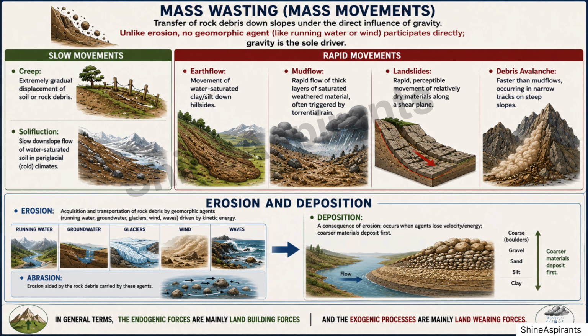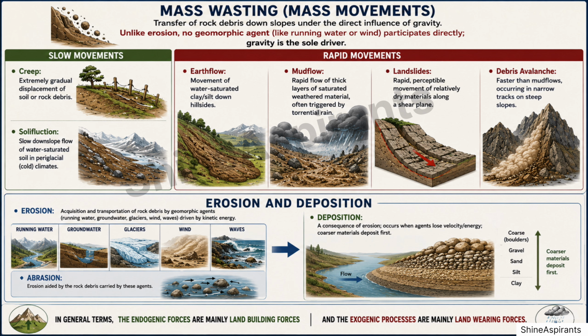B. Mass wasting, mass movements. Transfer of rock debris down slopes under the direct influence of gravity. Unlike erosion, no geomorphic agent like running water or wind participates directly; gravity is the sole driver. Slow movements: extremely gradual displacement of soil or rock debris. Solifluction: slow downslope flow of water-saturated soil in periglacial, cold climates.